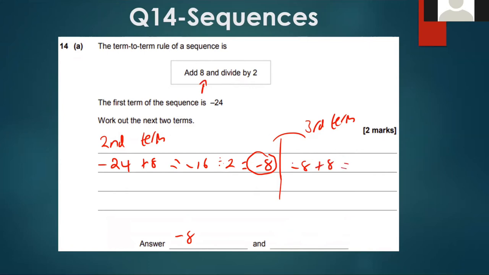We'll do this first bit first. A minus 8 plus 8, that's a bit like a minus 1 plus 1. You just get back to 0. So that gives you 0. And then divide by 2, well, 0 divided by 2 is just 0. So my next term is going to be 0. So my next two terms are minus 8 and then 0. Just remember that you do it from the minus 8 after you've worked out that second term. So that's just following the sequence. It's as easy as that, question number 14.